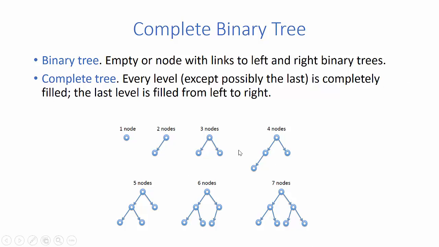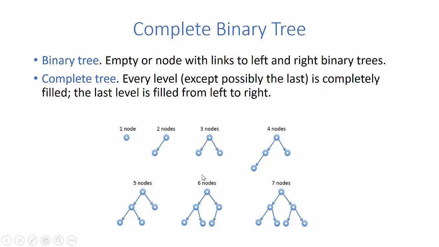So here's a complete tree of one node, two nodes, three nodes, and so on. If you look at the height of a complete tree, if you have one node, then the height is 0. If you have two nodes, height is 1. Height is 1 here. Height is 2. Height is 2. So we define the height as the number of edges from root to the lowest leaf. So height is 2.